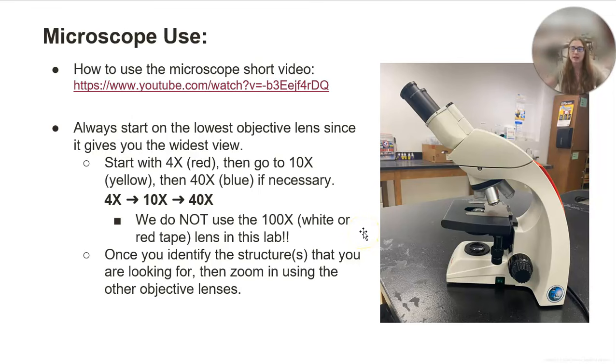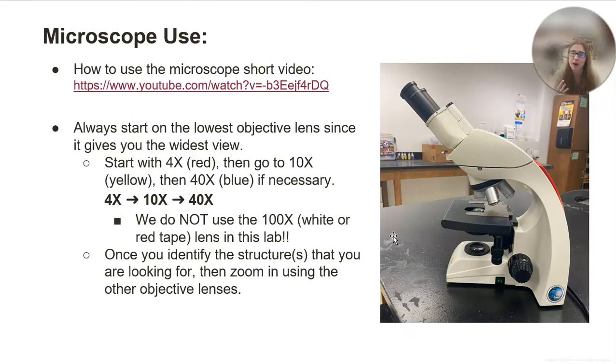This is your widest view. On this power, you're going to be able to find the slide, and then you're going to want to center that slide, whatever the staining is, whether it's the tissue stain pink or blue. You're going to want to find that color and center it in your field of vision. From there, you can swap to the 10 times or yellow objective lens, and that's going to start zooming in a little bit more.